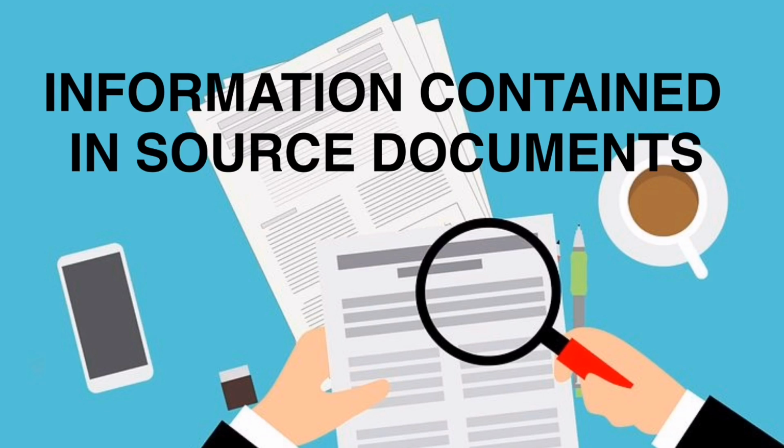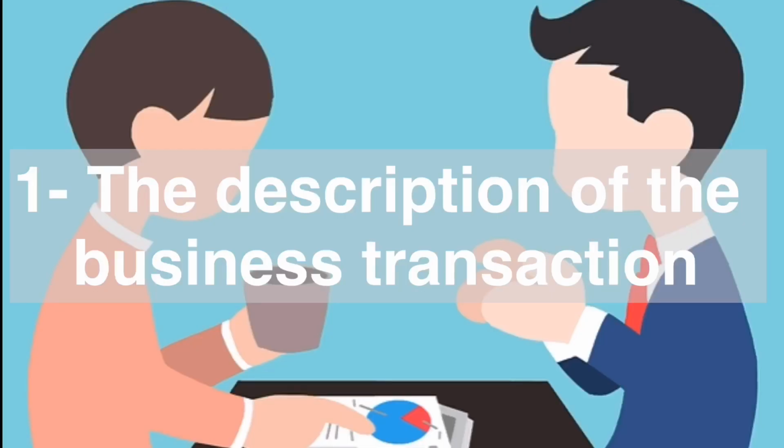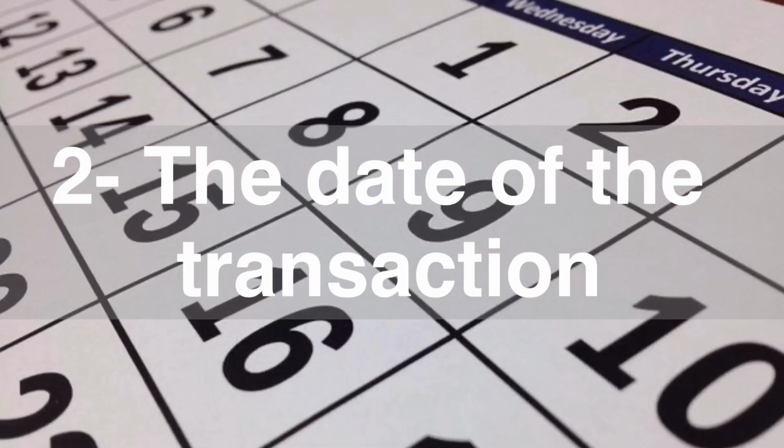We usually expect to find the following information in a source document to record the business transaction into the accounting system. The first piece of information that we would look for is the description of the business transaction. What was the nature of the business transaction? Was it, for example, a purchase for cash, or payment of wages, or offering a discount, or just payment for speeding tickets?